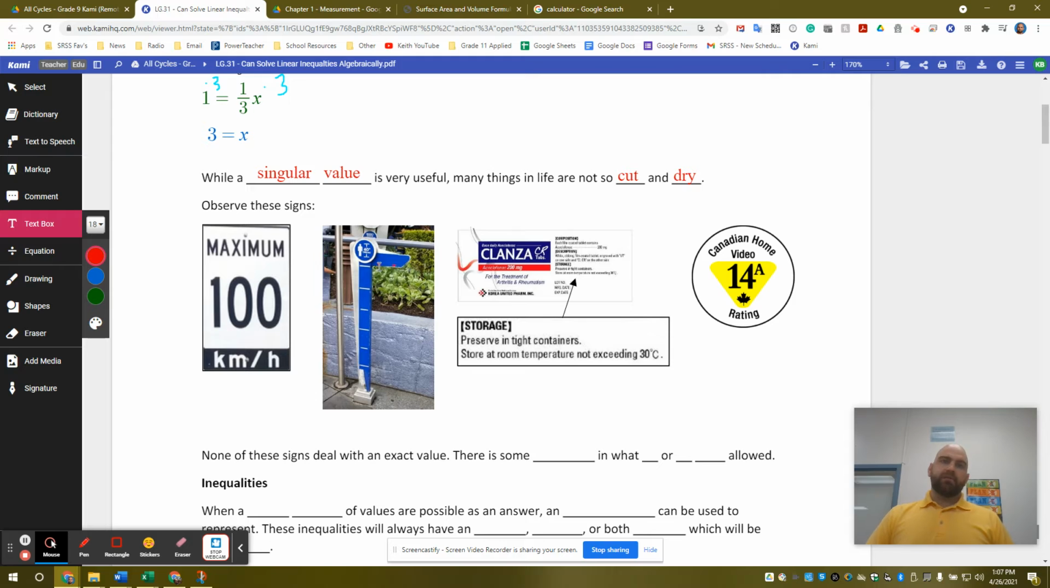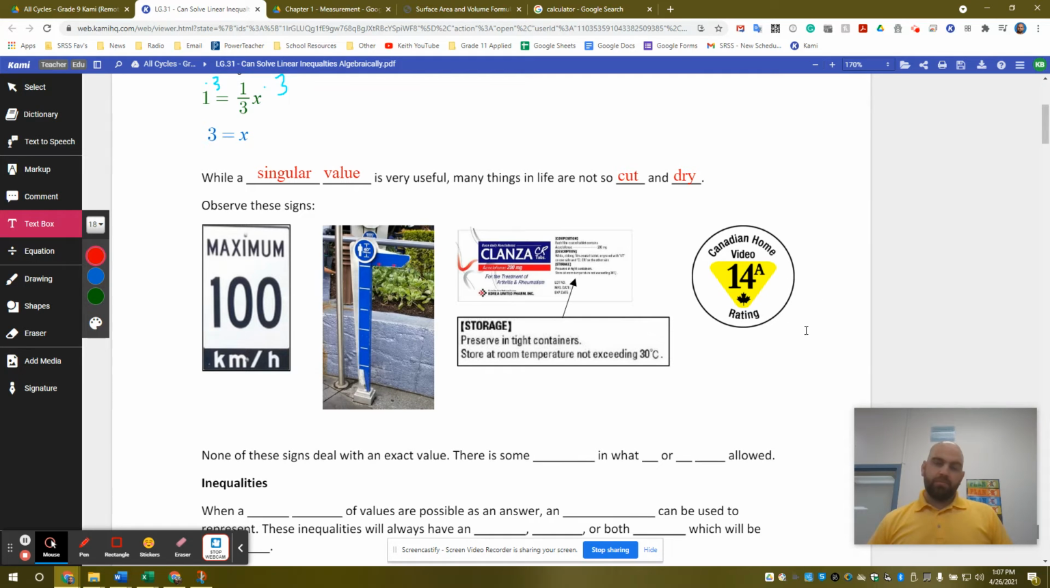Here's a sign that you need to be over this height to be able to ride on a ride. You may have seen this if you've been to an amusement park. You don't have to be exactly this height, you have to be that height or more. Me, I'm probably over that height, even though I'm not exactly this height, I'm above. Here's another one: store this at room temperature not exceeding 30 degrees. So I can have it at 20 degrees or 22 degrees, but I should not have it over 30 degrees.